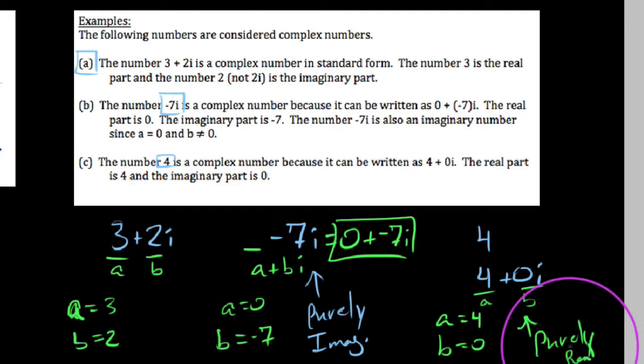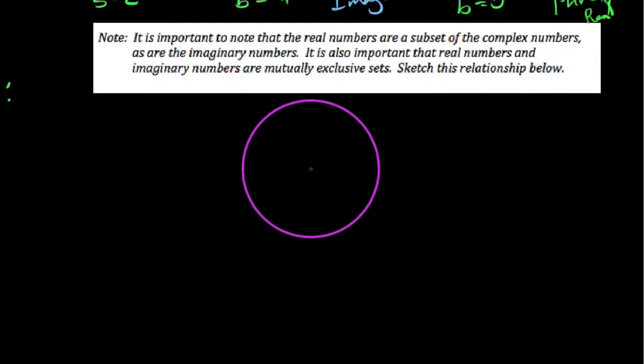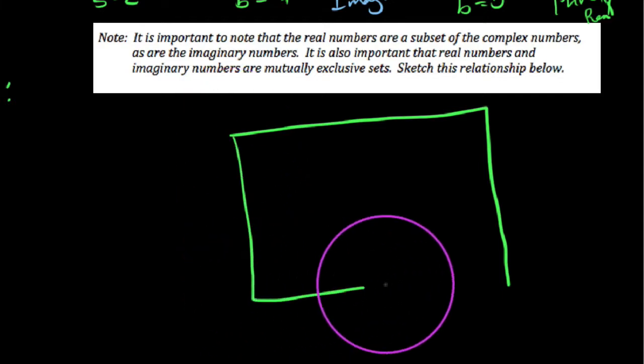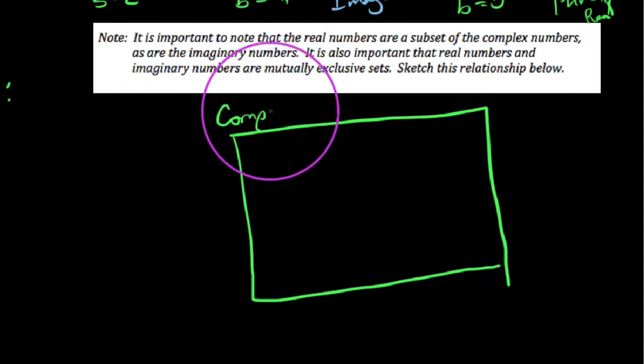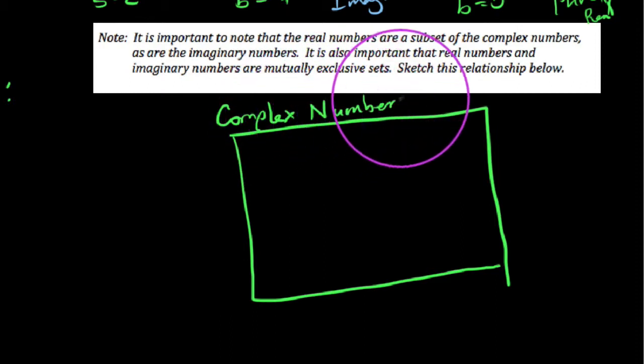So going ahead and looking at one really quick important relationship before we move on to equality of complex numbers is this. I make a note here. We say it's important to note that the real numbers are a subset of the complex numbers, as are the imaginary numbers. So what I want to do is sketch this relationship here. We say right here, this box represents the set of all complex numbers that ever are and ever were. So we say complex numbers.